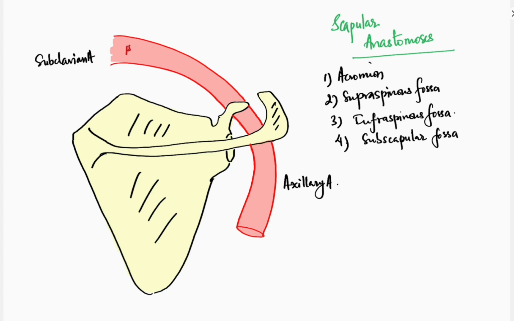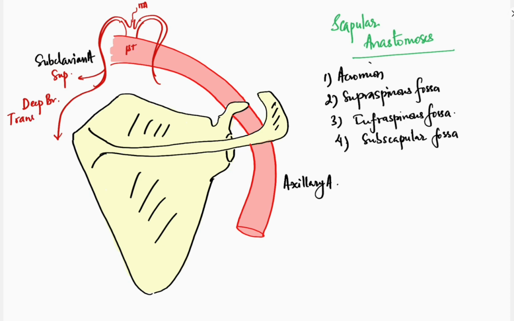From the first part of the subclavian artery arises the thyrocervical trunk. It gives off the inferior thyroid artery, the suprascapular artery, and the transverse cervical, which divides into a superficial branch and a deep branch of the transverse cervical artery. Many textbooks describe it as the dorsal scapular artery.